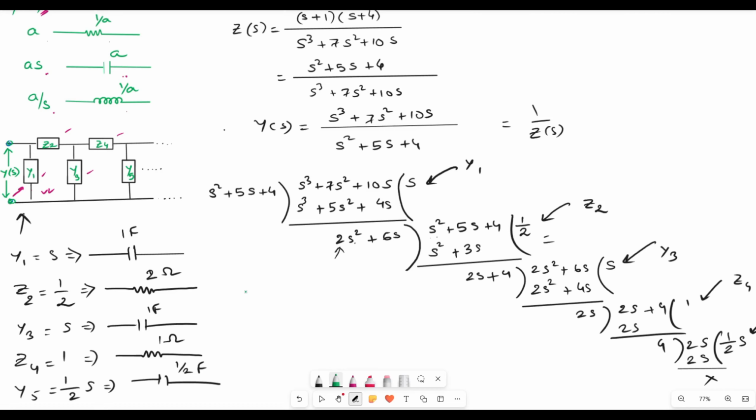Let's draw the circuit diagram. Initially we should have y1. So y1 is a capacitor. So this is the capacitor 1 farad. Next we have z2, that is a resistor. Then again we have y3, which is again a capacitor of 1 farad. Then we have z4, which is 1 ohm resistance. And finally we have the capacitor y5, which is half farad. And this is YS. So I hope you have understood the Cauer 1 form and how to realize this. Now let's move ahead to Cauer 2 form and see how it is done.